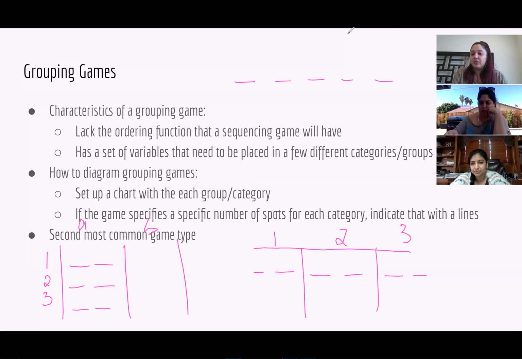So if they tell you how many they have, then sure, set up the lines, but if you're not quite certain, you don't have to have these lines. If the game doesn't tell me I'm evenly splitting the people or the variables between all 3 groups, then I don't need the lines, I just need the spaces to know how many different categories there are. Does that make sense to everyone?